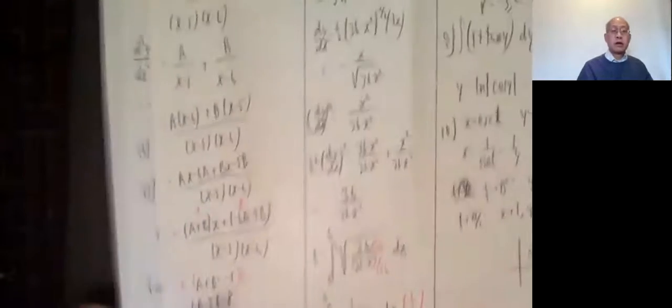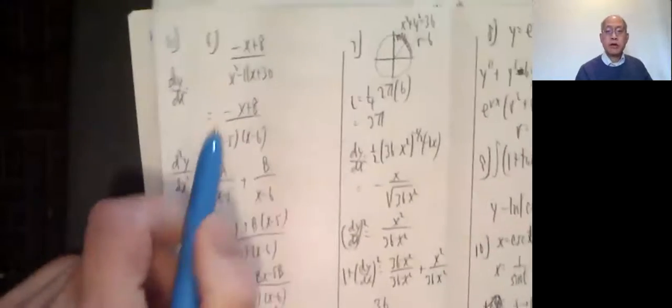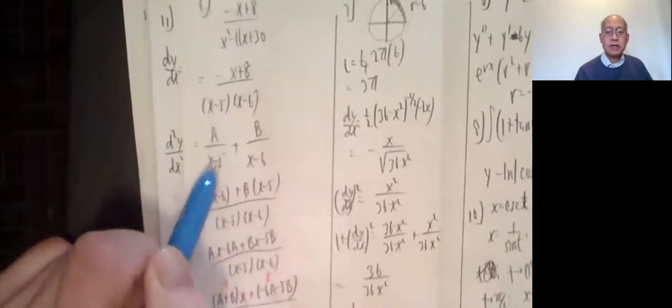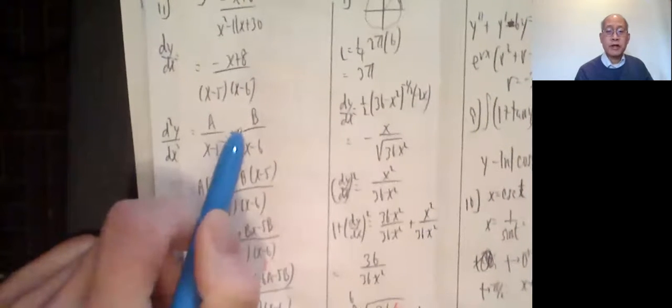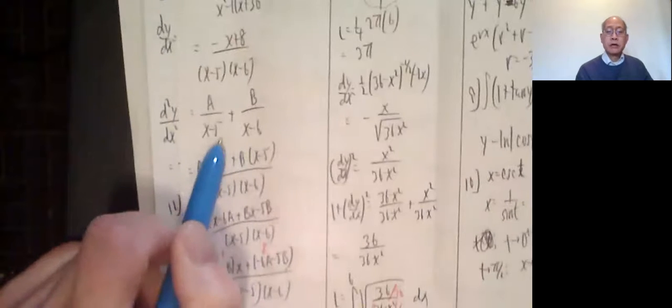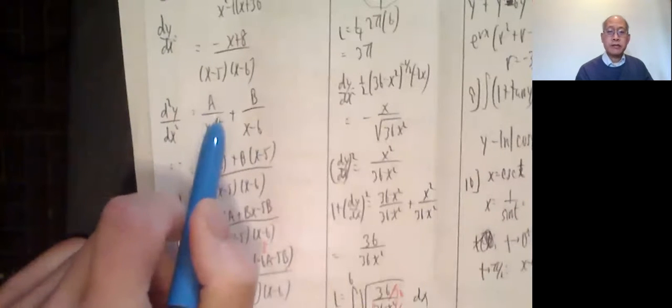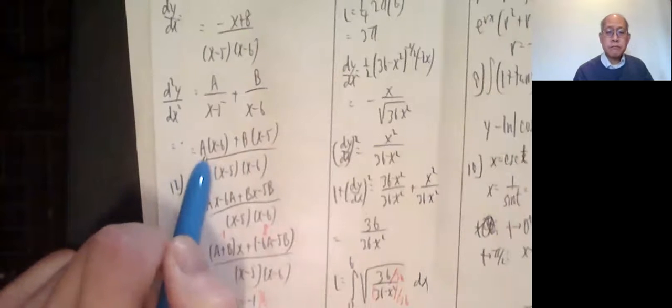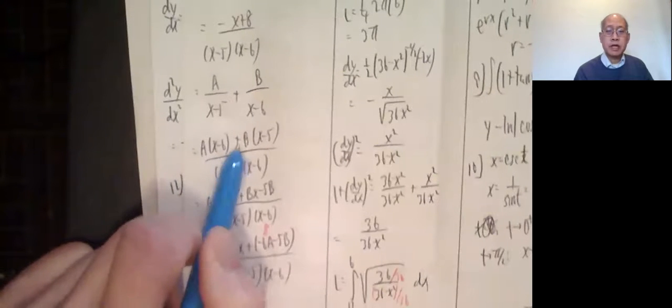Number 6, worked this one out the other day. Factor x minus 5, x minus 6: a over x minus 5, b over x minus 6. Multiply this one by x minus 6 over x minus 6. This one, x minus 5 over x minus 5, looks like this: a times x minus 6 plus b times x minus 5.